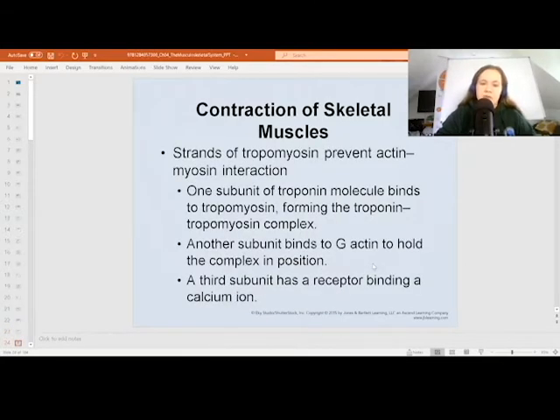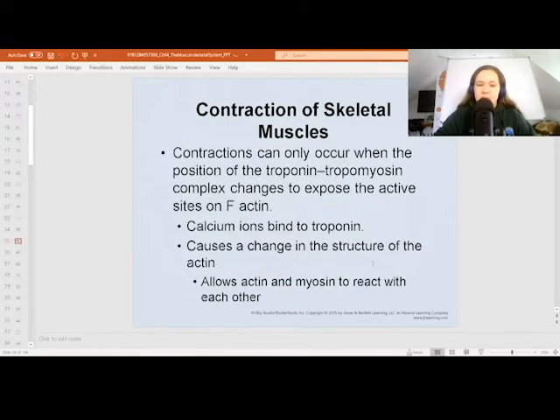Strands of tropomyosin prevent actin-myosin interaction. One subunit of the troponin molecule binds to tropomyosin, forming a troponin-tropomyosin complex. Another subunit binds to G-actin and holds the complex in position. A third subunit has a receptor for binding a calcium ion.